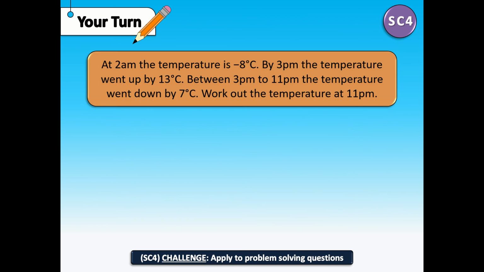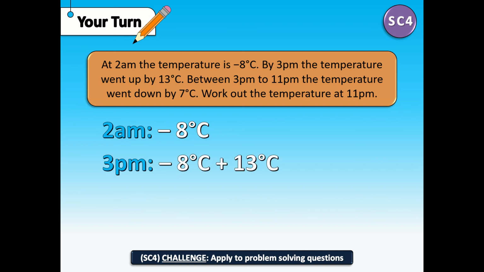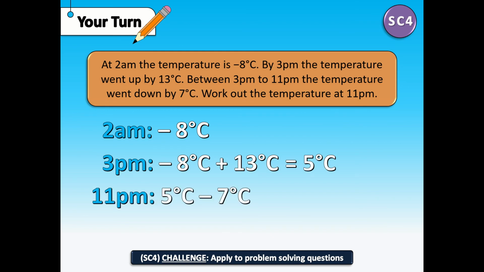So for the amber question, at 2 AM the temperature is minus 8 degrees. By 3 PM the temperature went up by 13 degrees. Between 3 PM and 11 PM the temperature went down by 7 degrees. So work out the temperature at 11 PM. So at 2 AM it's minus 8 degrees. By 3 PM it's gone up by 13 degrees. So that's now 5 degrees. By 11 PM the temperature has gone down again by 7 degrees. So that's minus 2 degrees Celsius.